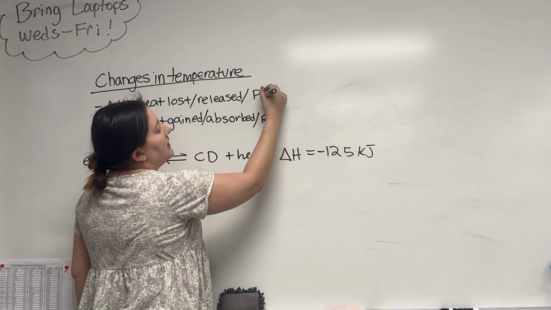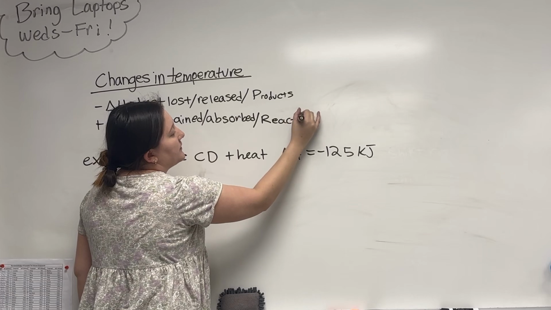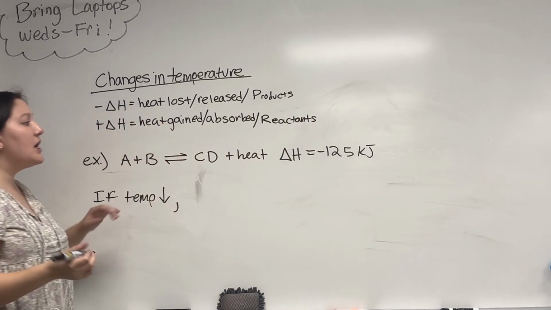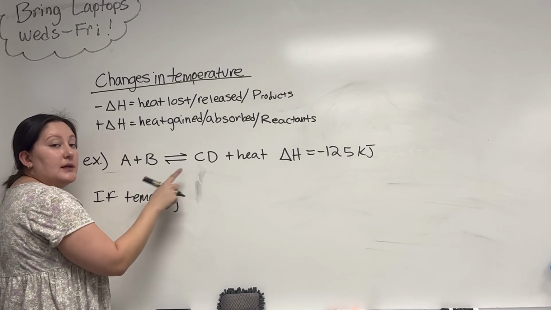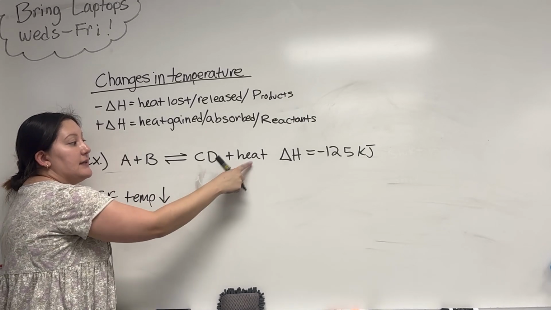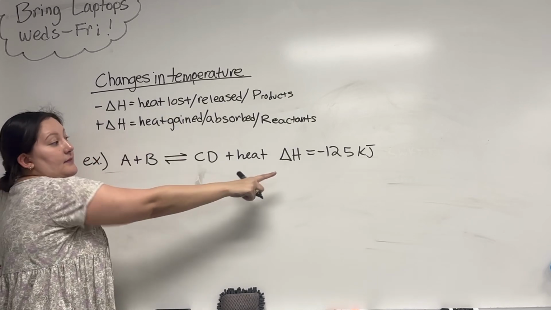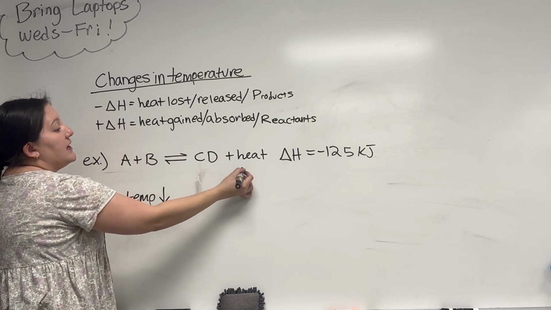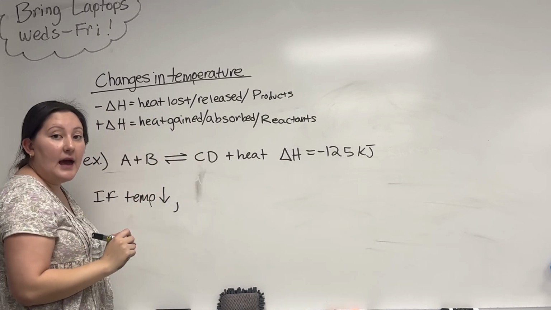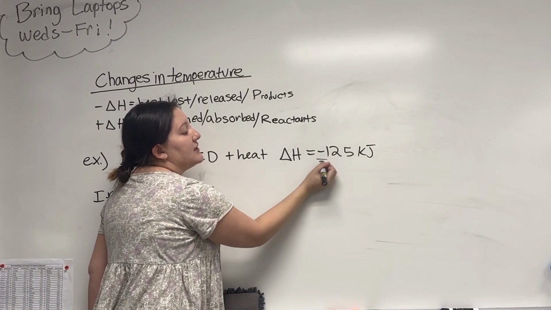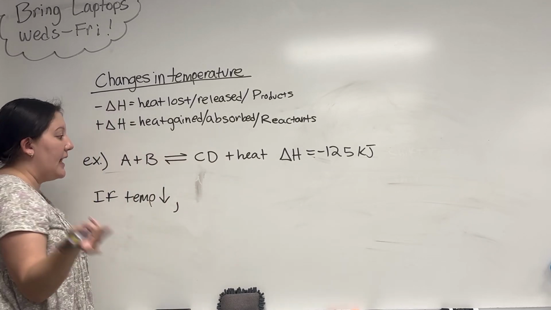So another thing you may want to add is products and reactants here, okay? So let's take this as our example, and then I'll explain a little more. So if I have A plus B giving us CD plus heat, okay? Heat is on the product side. So not only do you know heat is part of the product side, so this is a heat producing or heat releasing reaction, you also can tell that based on the sign of your delta H, which happens to be negative as well. So those are two ways you could tell.